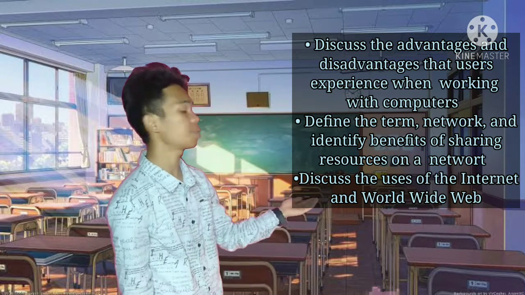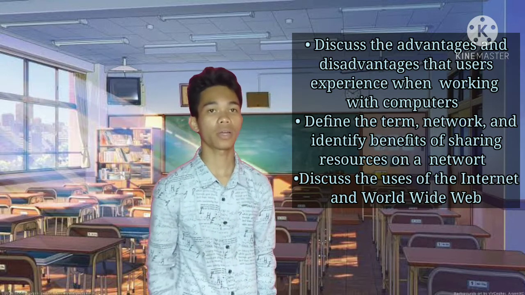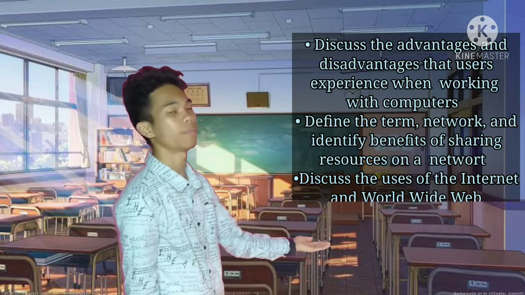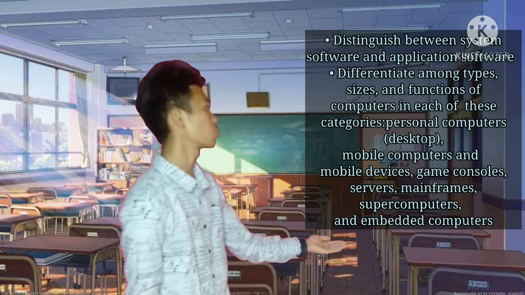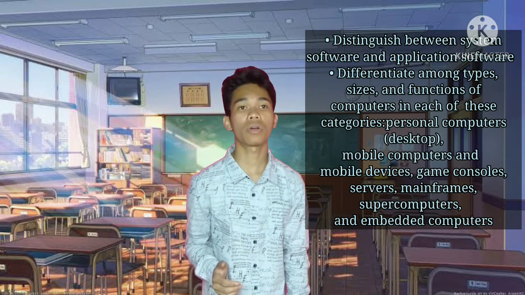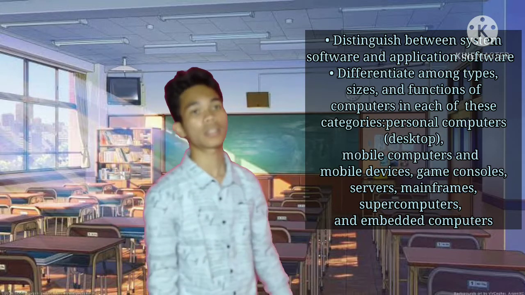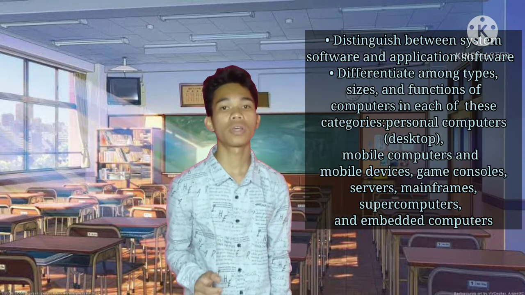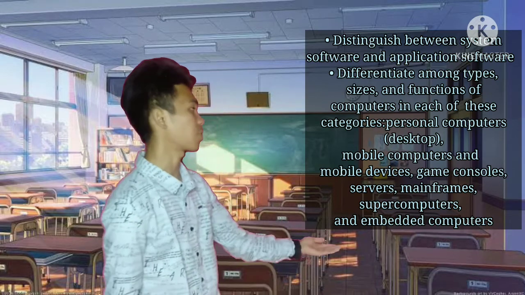Then define the term network and identify benefits of sharing resources on a network. Discuss the users of the internet and the World Wide Web. Distinguish between system software and application software. Differentiate among types, sizes, and functions of computers in each of these categories: personal computers or desktops, mobile computers and mobile devices, game consoles, servers, mainframes, supercomputers, and embedded computers.